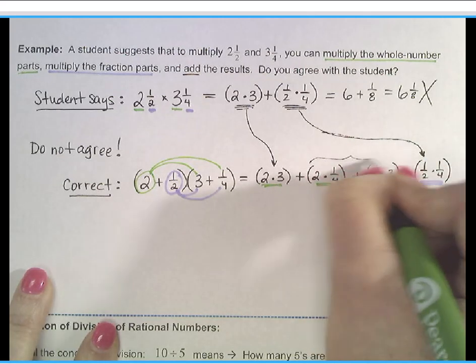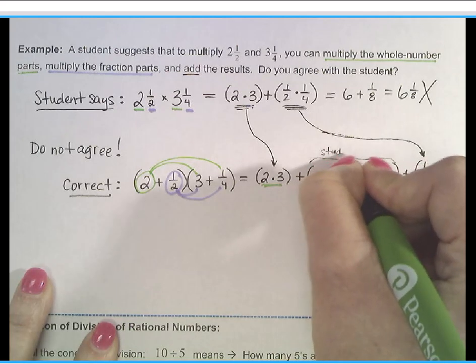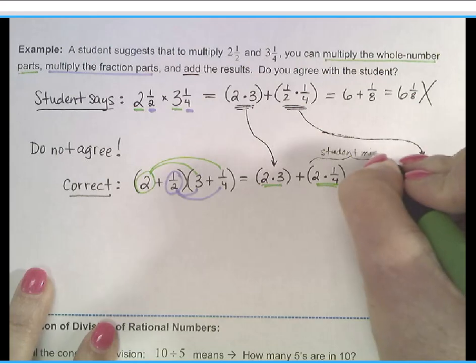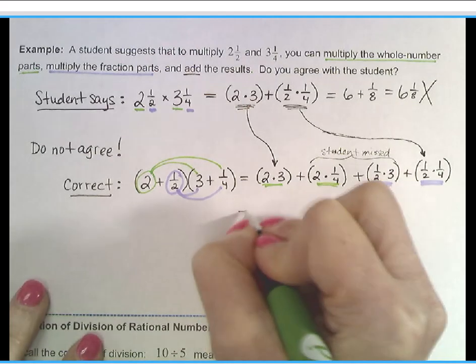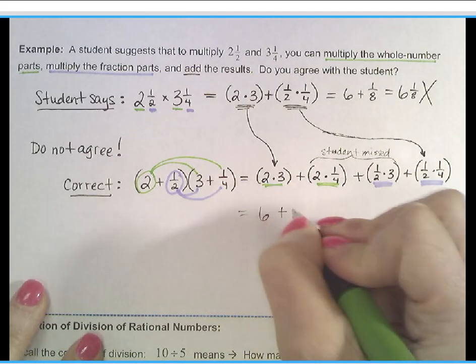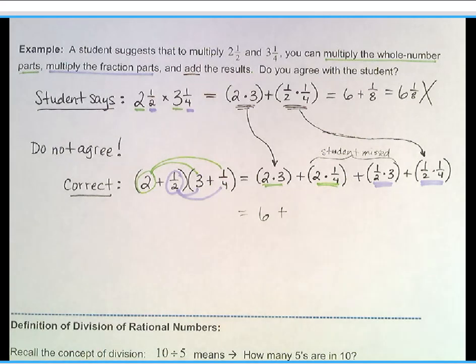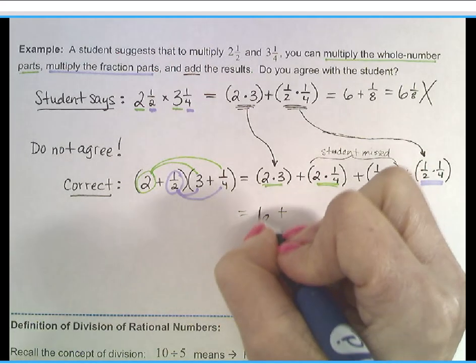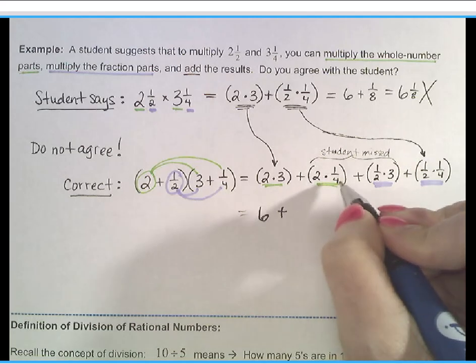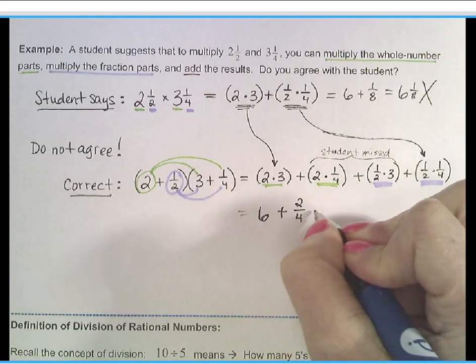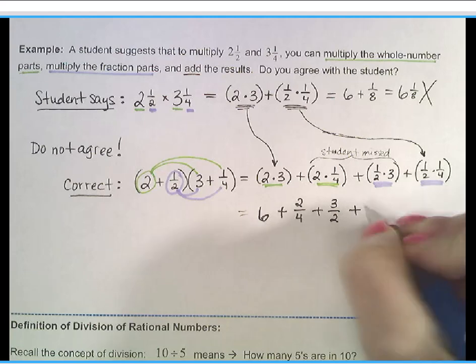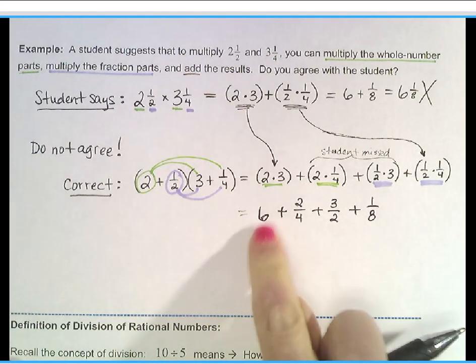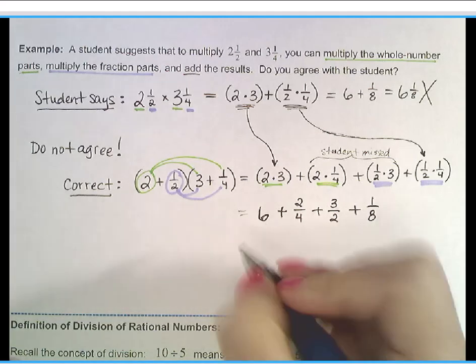So I'll say this. Student missed, I don't know if y'all can read that, my pen is not wanting to write very good. The student missed those 2 pieces in the middle. So really this should be 6 plus, hold on, let me switch pens since my pen is wanting to be snarky here. Two times 1/4 would be 2/4. That's the same thing as 1/2. And then we have 1/2 times 3 would be 3/2. And then 1/2 times 1/4, that is 1/8. So they had the 6 and they had the 1/8. They just missed this part in the middle.